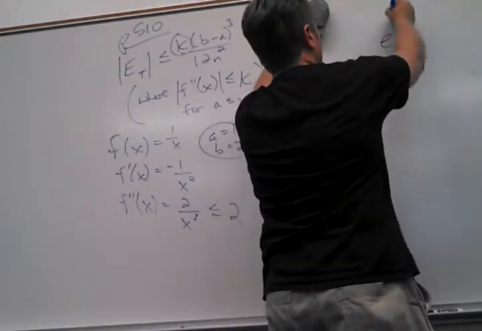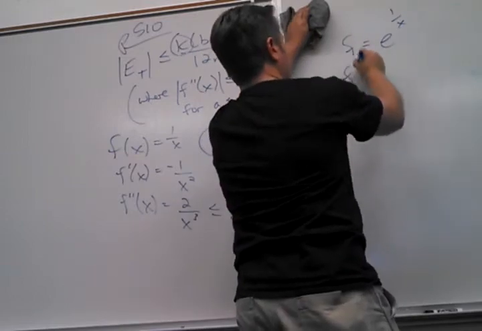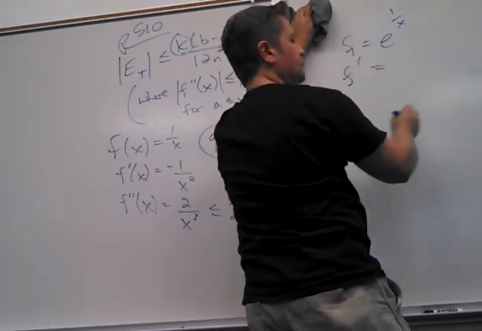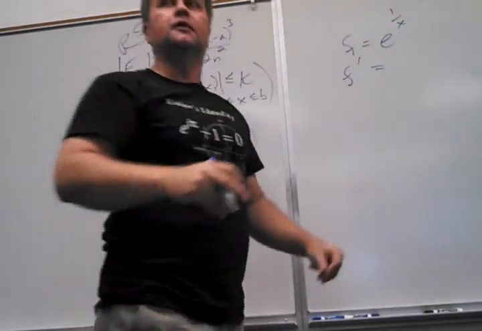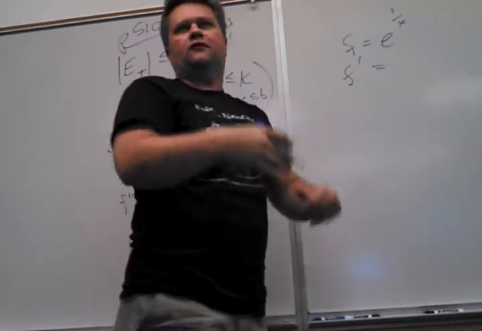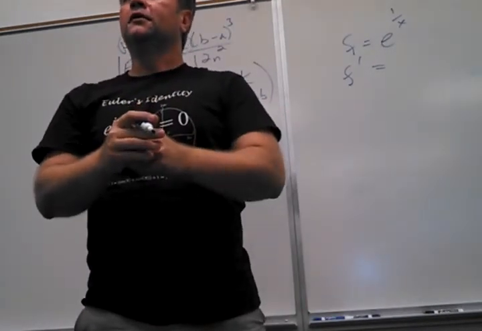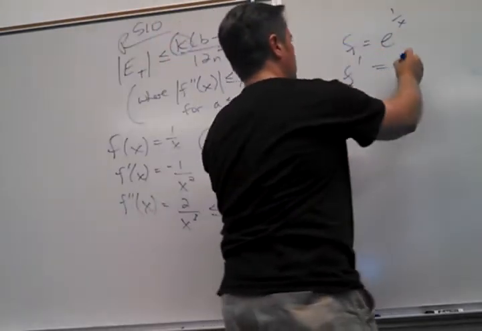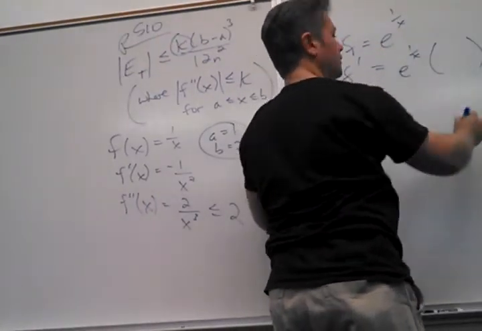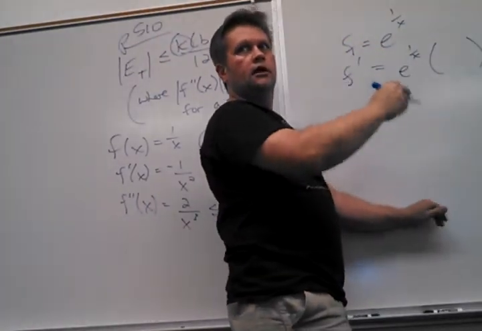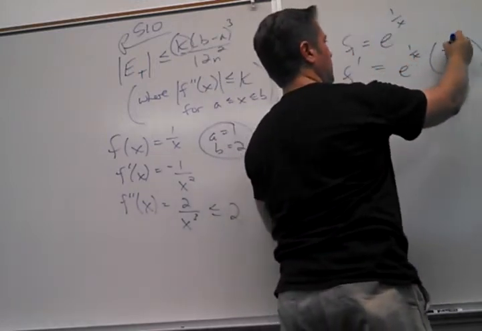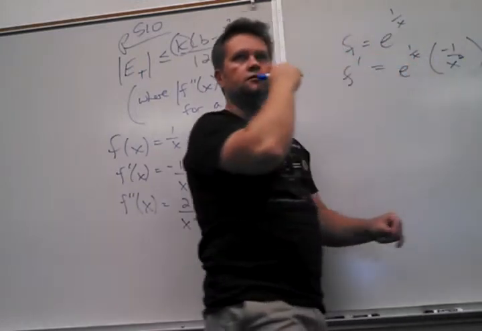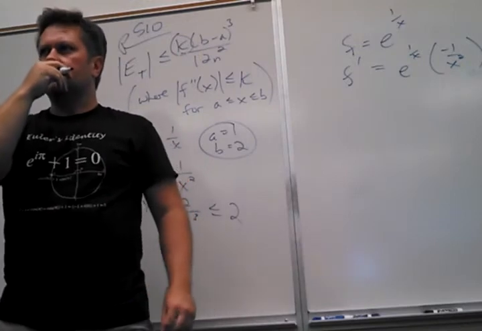So looking at e to the 1 over x, what's f prime? This is going to be neat. I like this problem. How do you take the derivative of e? It's itself, e to the 1 over x, times the derivative of the inside, which in this case will be negative 1 over x squared. How are we doing so far?